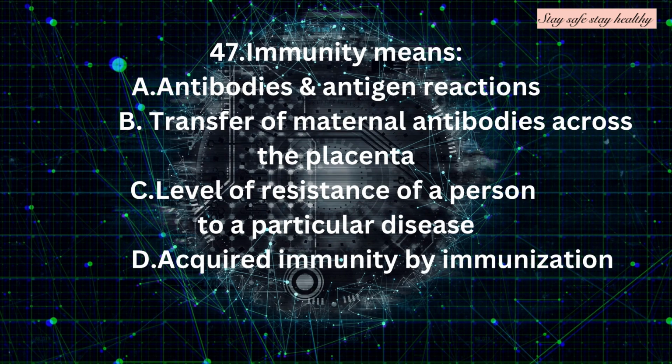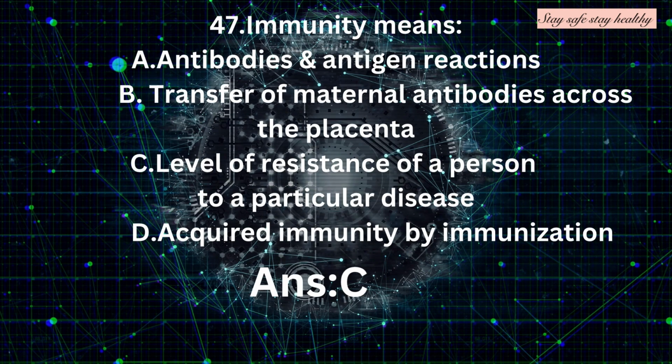Immunity means A. Antibodies and antigen reactions, B. Transfer of maternal antibodies across a placenta, C. Level of resistance of a person to a particular disease, D. Acquired immunity by immunization. Yes, the answer is C. Level of resistance of a person to a particular disease. It is a body protection against disease. The protection is called immunity. Humans have 3 types of immunity.